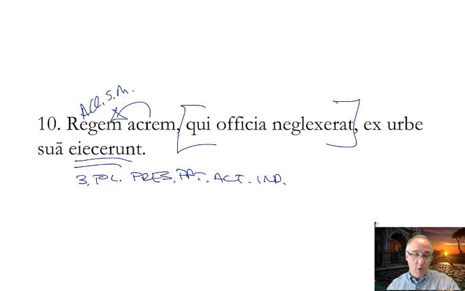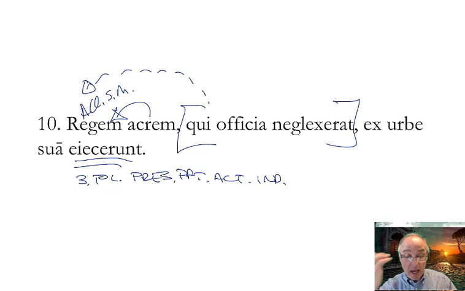So they threw out the bitter king from his own ex urbe sua, from his own city. The bitter king, qui, the antecedent is king, who had neglected his duties. Yes, we can say who had neglected duties, but I think in English it would be much more natural to throw in his duties, because that's what it means. The Romans are going to leave it out. So I think it's okay to give it a little wiggle room in this case.